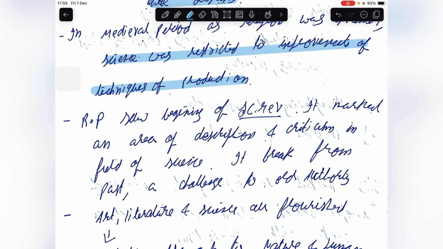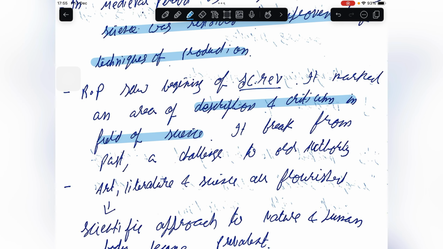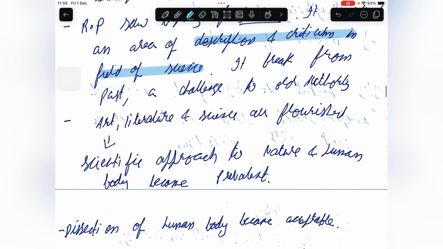The Renaissance period saw the beginning of the scientific revolution. It marked an era of description and criticism in the field of science. Basically, description and criticism of science itself started in this period. Thus the scientific revolution is a break from the past, a challenge to old authority. That's what science is. We'll get into it in depth in other chapters, where we'll cover sociology as a science and know what exactly science is.